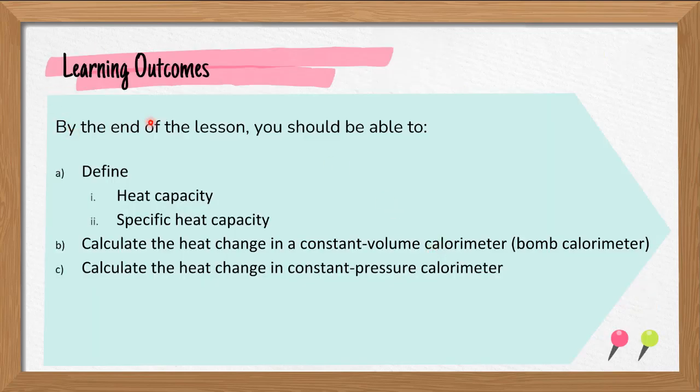By the end of the lesson, you should be able to define heat capacity and specific heat capacity, calculate the heat change in a constant volume calorimeter, which is also known as the bomb calorimeter, and calculate the heat change in a constant pressure calorimeter, or the simple calorimeter.